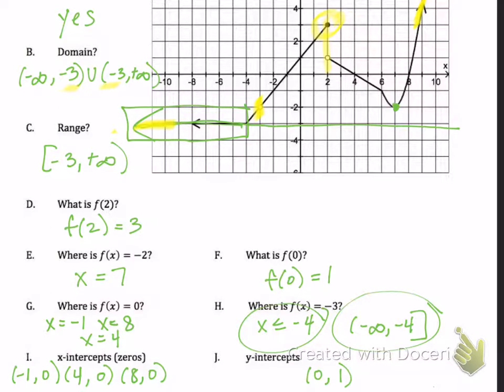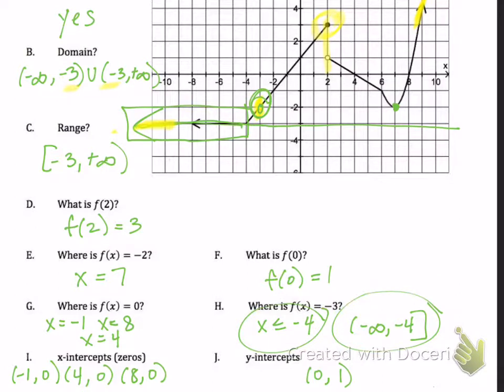Then for D and F, I'm looking at x equals 2 and x equals 0. For E, when does y equal negative 2? It's at 7. The reason why you don't say negative 3 is because it's an open circle, so it's not defined there. And then where f of x equals 0 would be negative 1, 8, and 4.